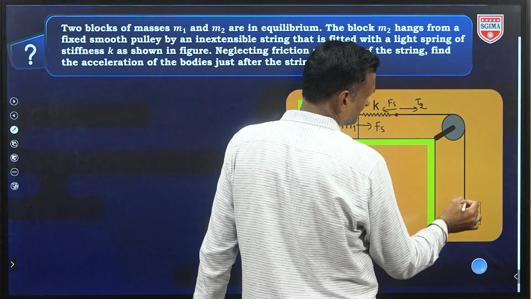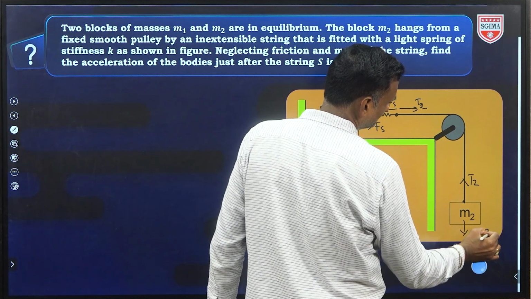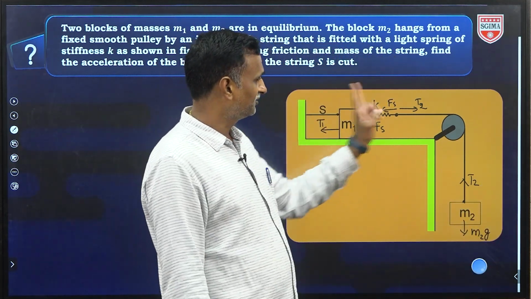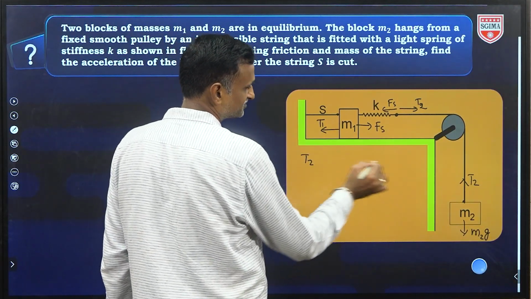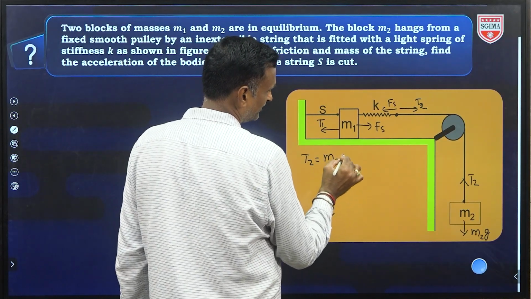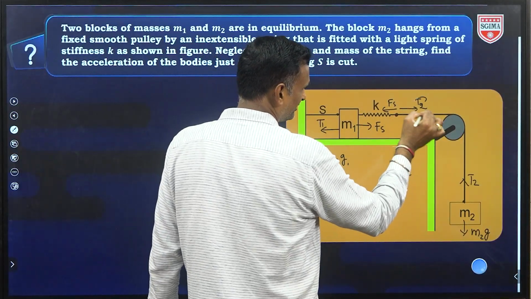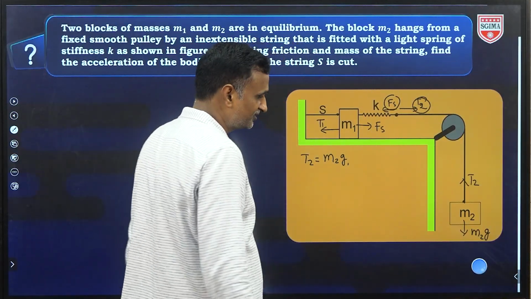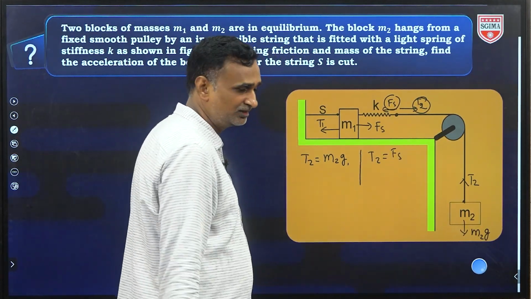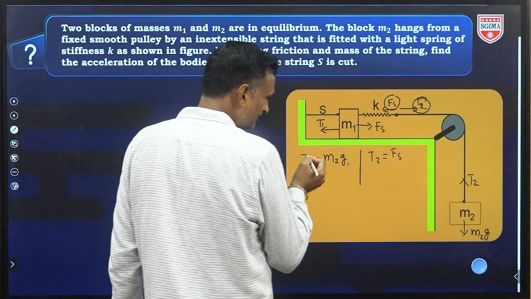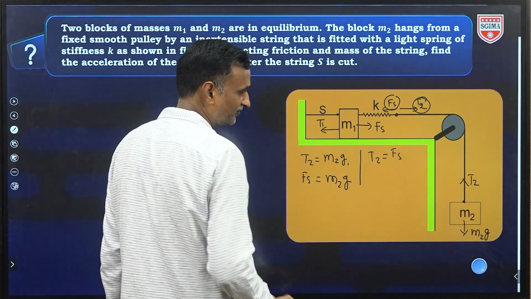And from this point, in the upward direction we have T2 and in the downward direction M2G, right. So it is in equilibrium, the string is not cut initially. So T2 equals M2G as per the diagram, and this point is also not moving right or left, so T2 is also equal to Fs. This is the second point, T2 equals Fs. Now Fs can be written as Fs equals M2G, because T2 equals Fs only.